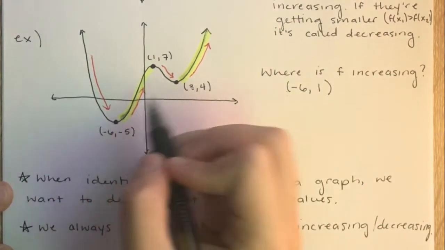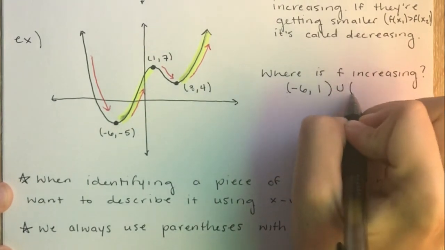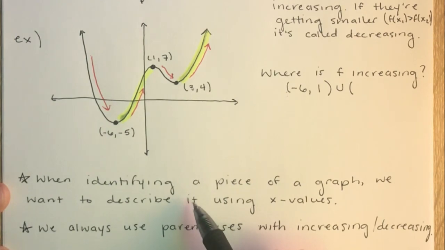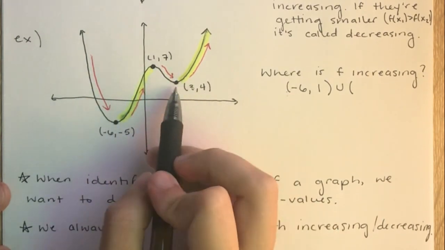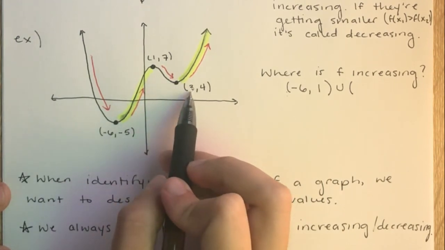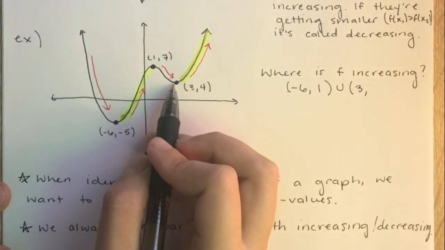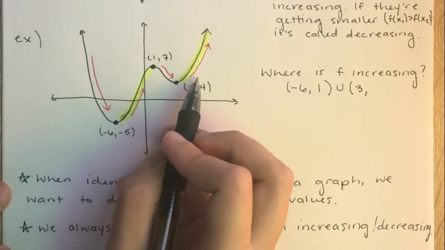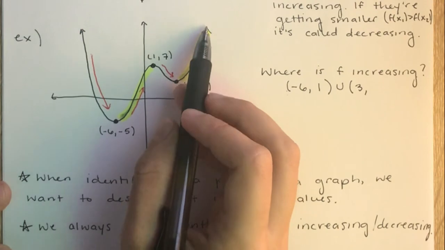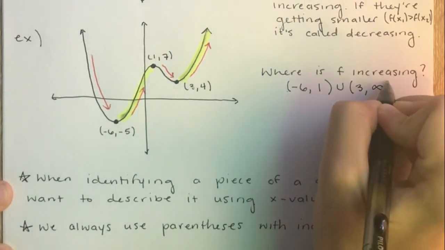Okay, so we've done one chunk, but we are not finished. We also need to name this part, so we have a second piece. Where does this piece start? Well, we're moving from left to right, remember? So we start at 3. That's our first x value. And we continue all the way to what? Well, is there an end point for this? No, it continues forever. So we are going to continue all the way to infinity.